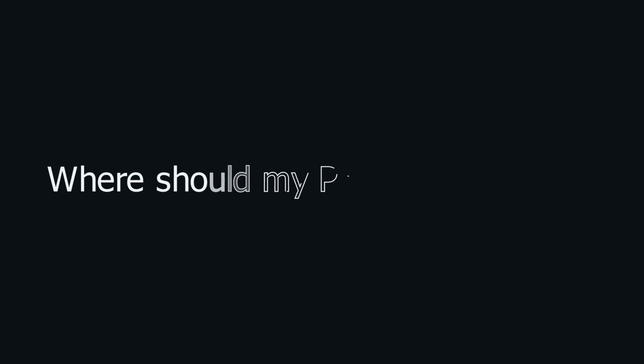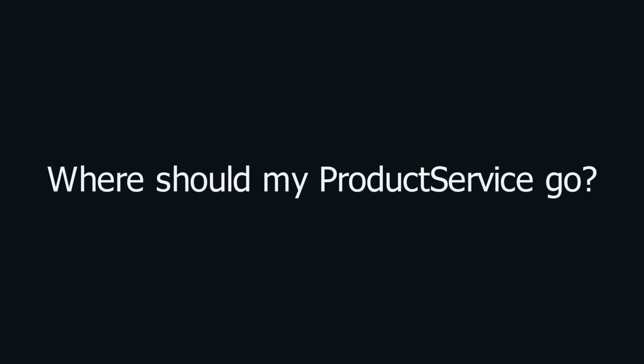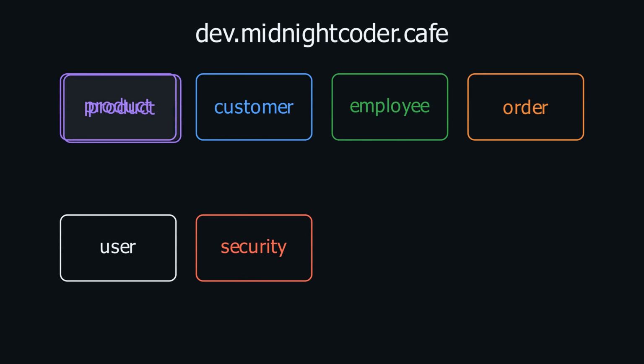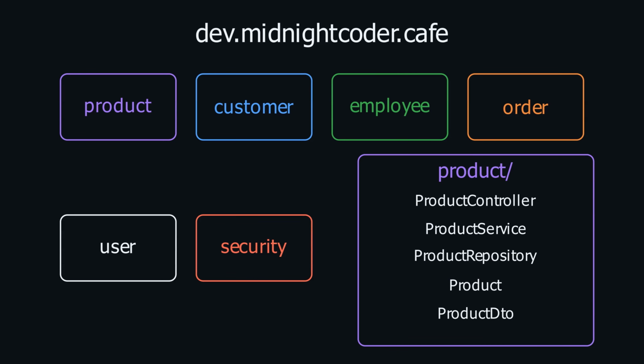Instead of just asking, where should my product service go? We should instead be asking, what is the product module? And now that gives us, inside of our product, our customer, our employees, our order, our web, our user, our security, each of these packages can become its own application module. So this is the first major idea behind Spring Modulith. The package structure becomes a part of the architecture. So almost like each microservice is now its own module.